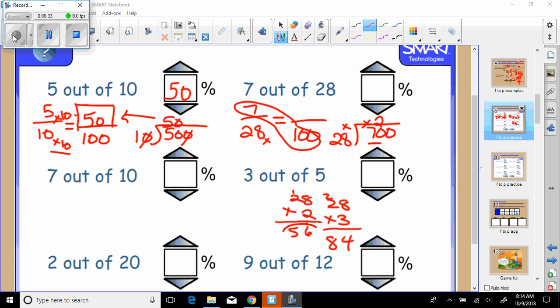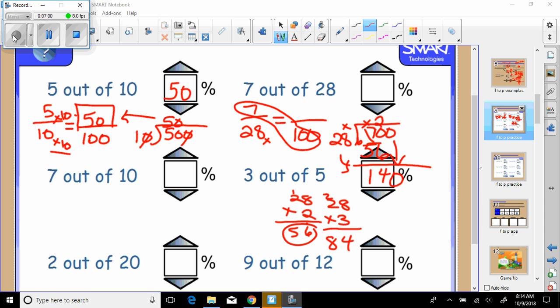So 28 will go into 70 2 whole times. And then we multiply 28 times 2. And we already know we get 56. Then we're going to subtract. Okay, 10 minus 6 is 4. Then 6 minus 5 is 1. So now we have 14. So now we have to bring down our 0.